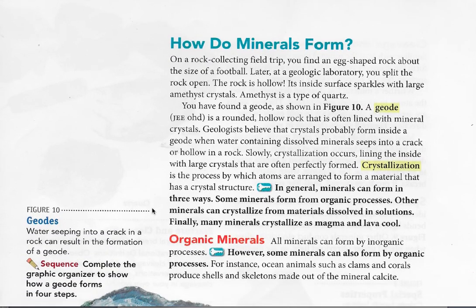How do minerals form? On a rock collecting field trip, you find an egg-shaped rock about the size of a football. Later, at a geologic laboratory, you split the rock open. The rock is hollow. Its inside surface sparkles with large amethyst crystals. Amethyst is a type of quartz. You have found a geode, as shown in Figure 10. Write this in your notes. A geode is a rounded, hollow rock that is often lined with mineral crystals.